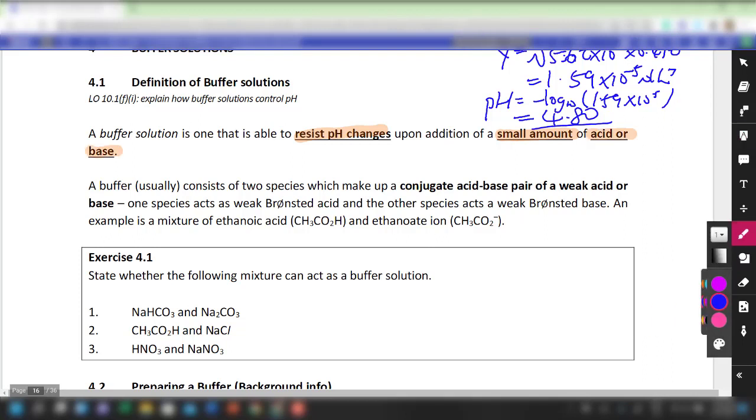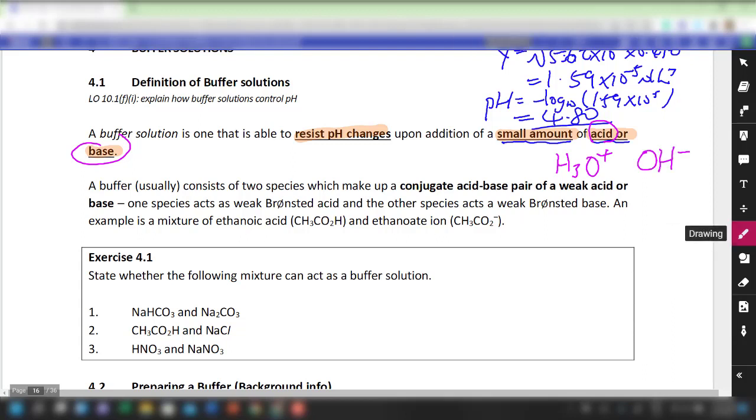Take note that this must be a small amount. How small depends on the strength of your buffer as well. In most cases, that will be about, say, 5 to 10%. I think it will be clearer when we perform calculations later on. Normally when we are talking about the acid and base here, we are really talking about a pure H3O+, meaning a strong acid, and for bases a pure OH- being added. Later on I think it will be clearer as well.